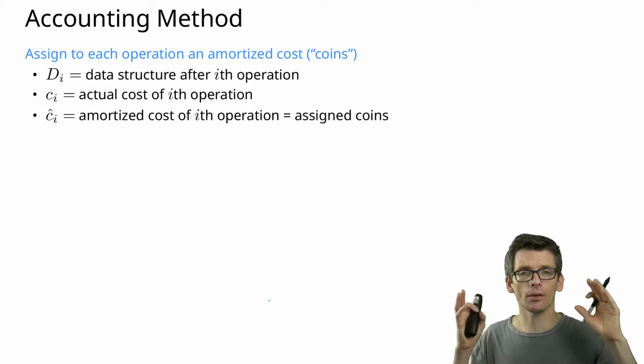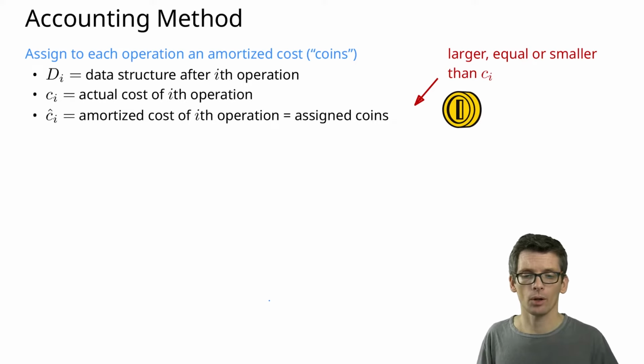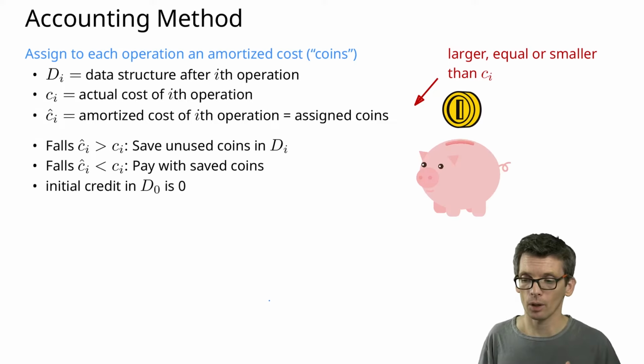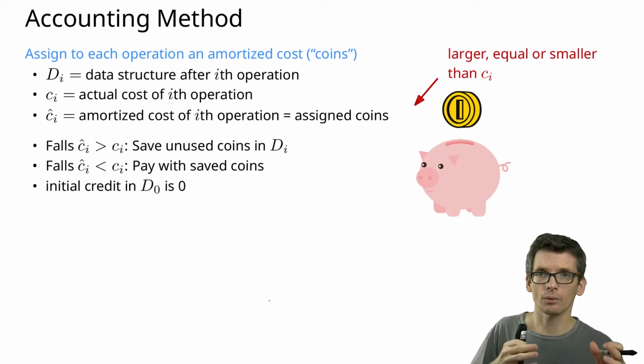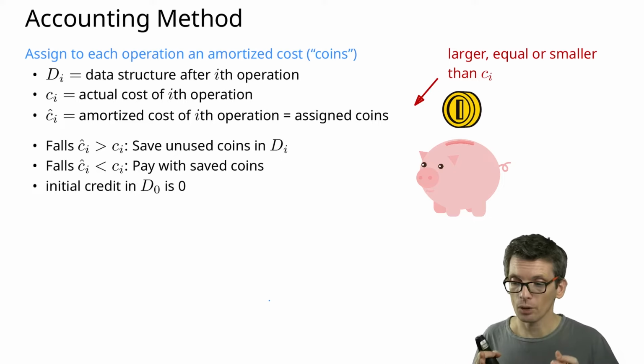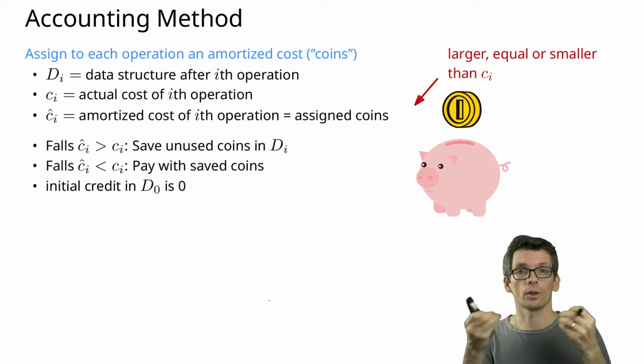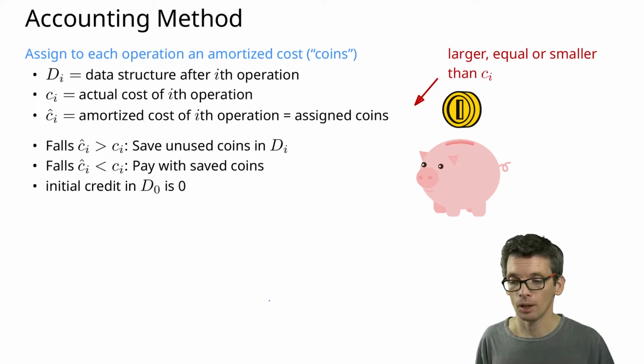And we think of this as a payment or token, or as I say here, coins. So you can think of assigning coins to an operation. These amortized costs can be larger or smaller or equal to the actual cost. Depending on whether they're larger or smaller, it means that we're either saving coins or paying coins. So if the amortized costs are larger than the actual cost, that means that some of our coins we can keep, and those we save with our data structure.